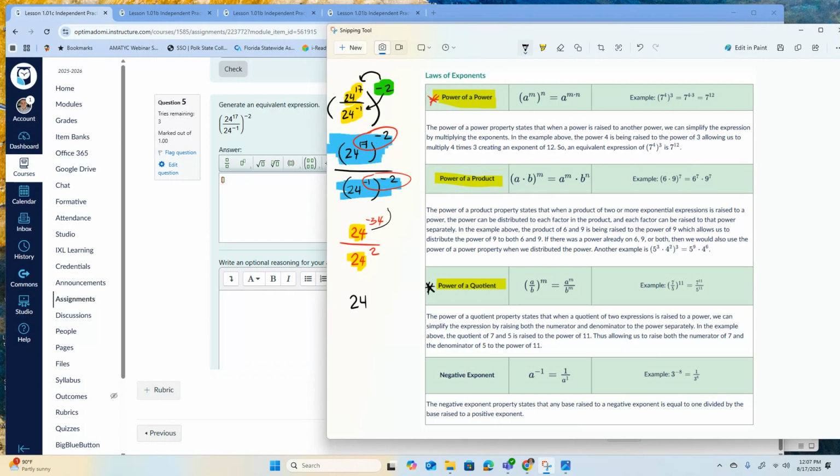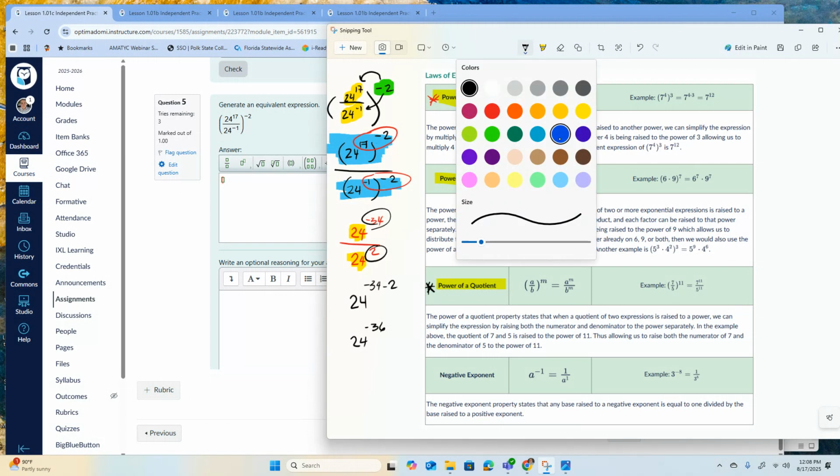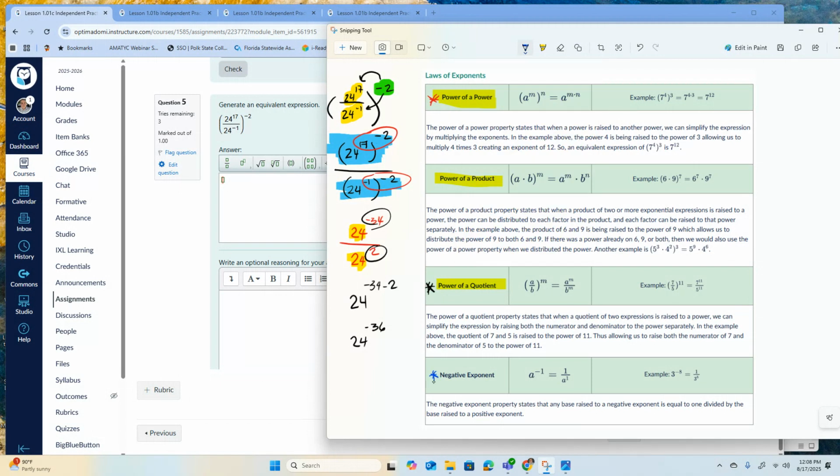I'm going to take the exponent on the top, negative 34, and subtract the exponent on the bottom, that is 2. Using your calculator, that's going to be 24 to the negative 36 power. And you can simplify more by applying another exponent rule, which is the negative exponent rule right here.